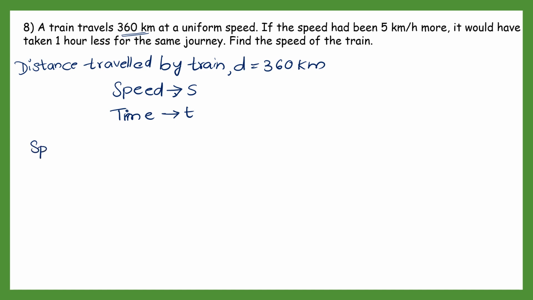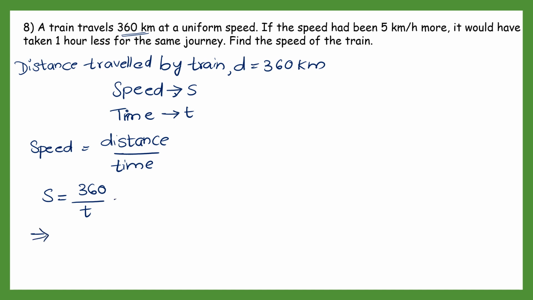We know that speed is equal to distance by time. Here speed is s kilometers per hour, distance is 360 kilometers, time is t. That means to travel a distance of 360 kilometers with speed s kilometers per hour, it will take t hours. Okay, this is the first scenario. Here what do you get, t? T is equal to what? 360 by s. This is the first equation.